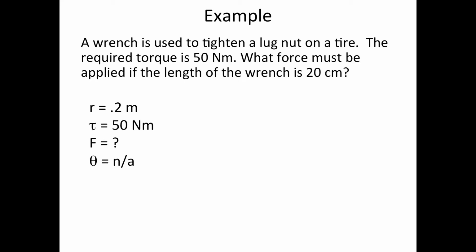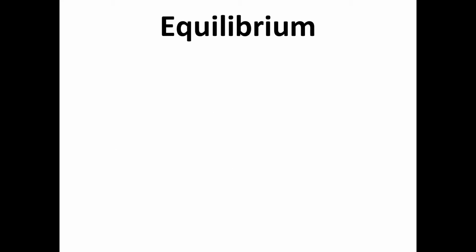Since they didn't give us an angle, that means I don't need an angle. I have to assume that the force being applied to the wrench is going to be perfectly perpendicular, and that I don't need an angle. So this is my torque equation, right? If they didn't give me an angle and I don't really need it, then it's just going to be R times F. Okay, I plug in my numbers and I find that F equals 250 newtons. So it's pretty simple, easy peasy.